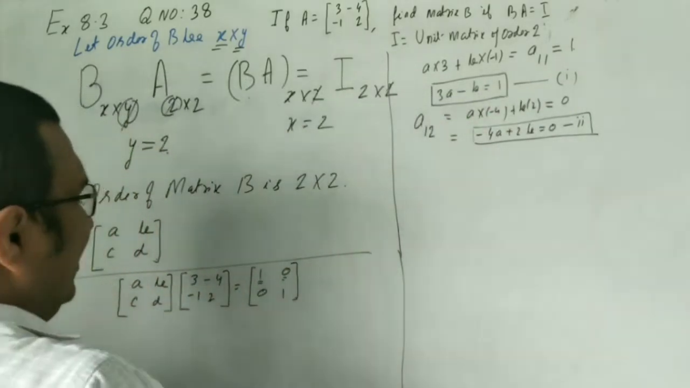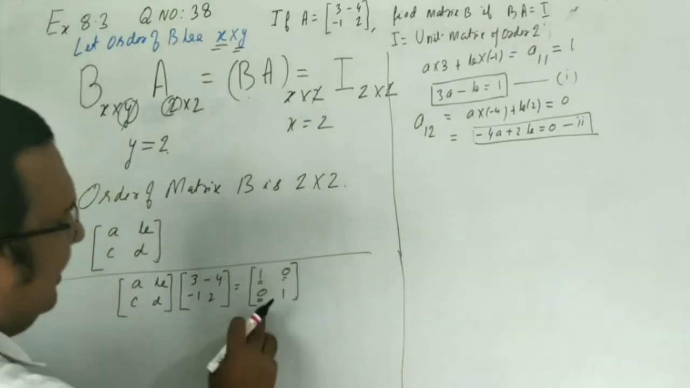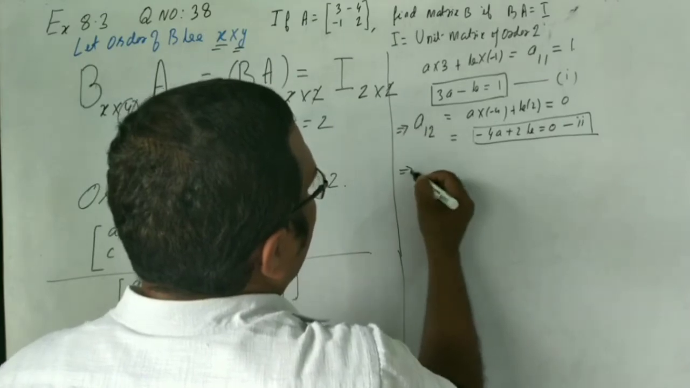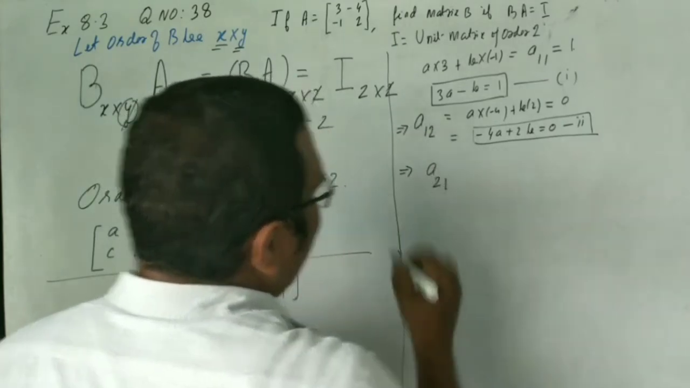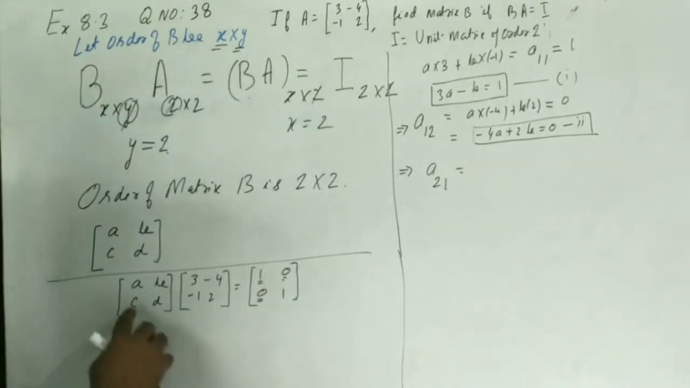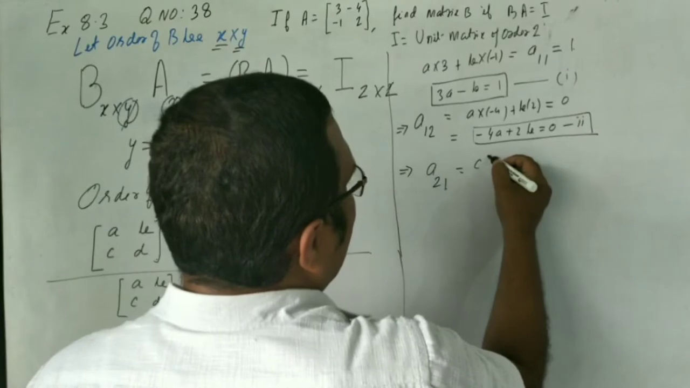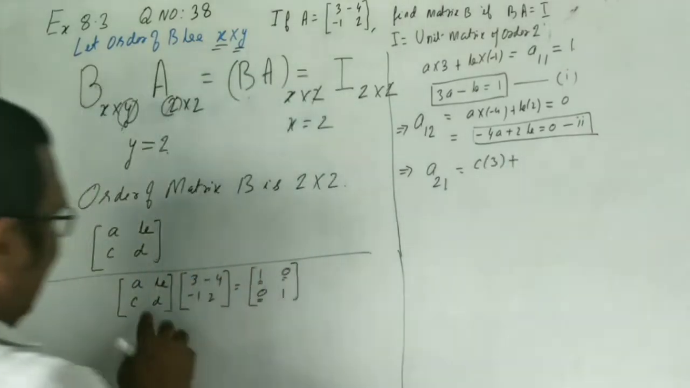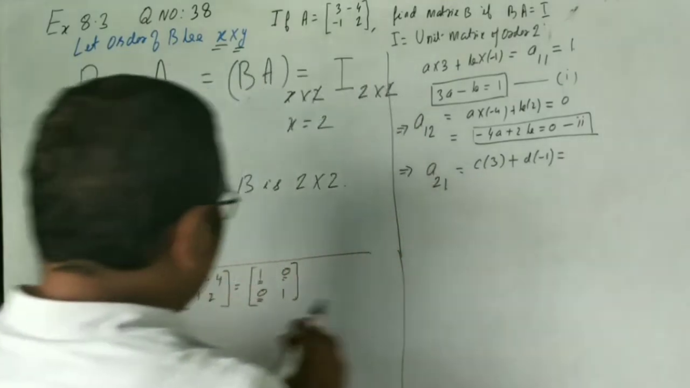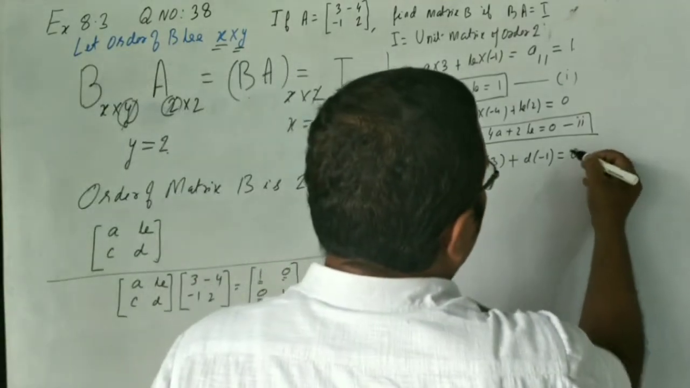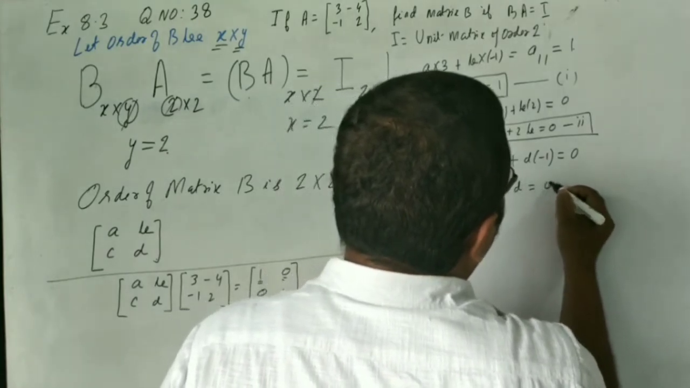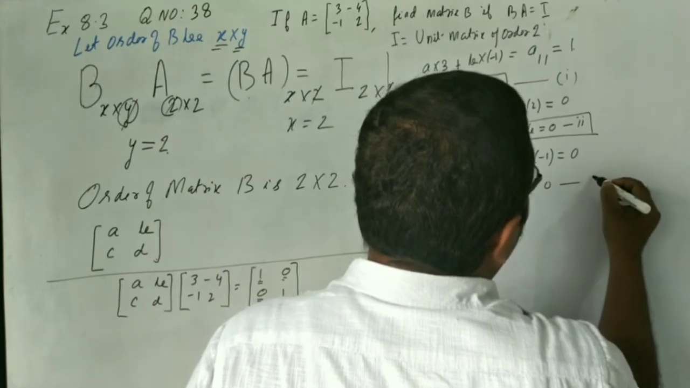But two more equations. Now I take up this one. Second row, first column. Second row is c and d, and first column: c into 3 plus d into minus 1, and this is 0. So 3c minus d is equal to 0. This is the third equation.